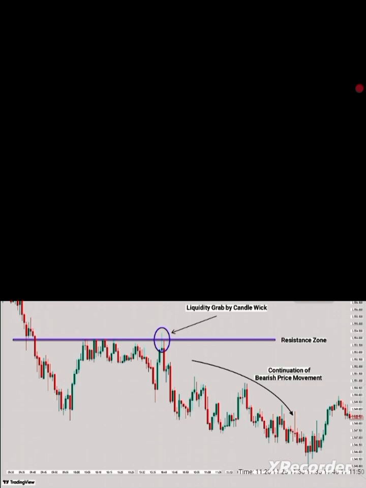Because again, you need to know who you are, what you are in the market. Are you a reversal trader? Are you a continuation trader? Are you an order block trader? Are you a support and resistance trader? Are you a trend line trader? Which one are you? These are things you need to know. Know your place. You don't just come into the market.